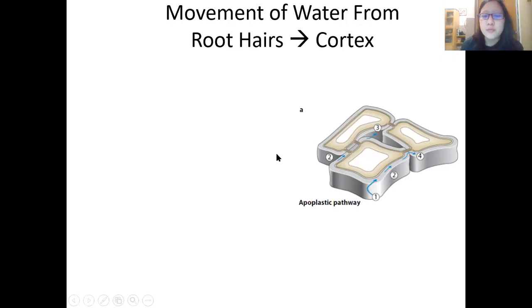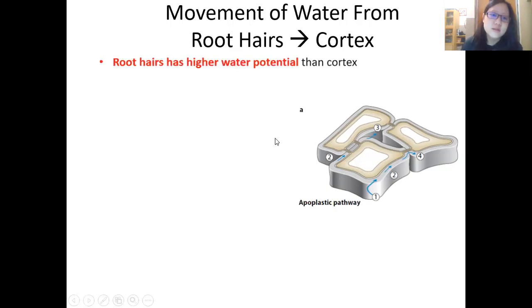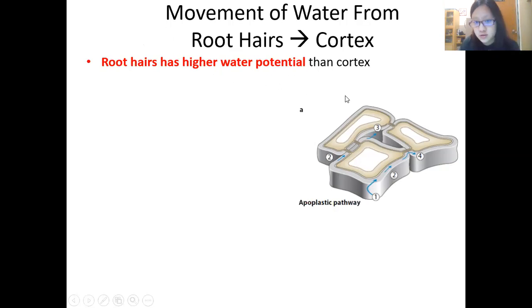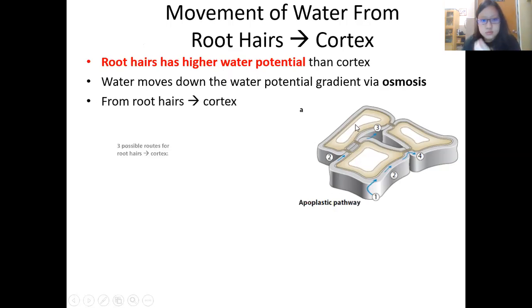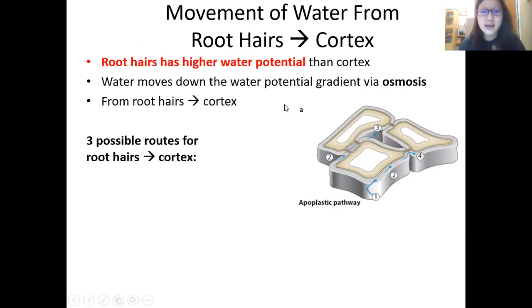Now we're going to travel from the root hair cells into the cortex of the root. Again, water potential comes into play. Root hairs have a higher water potential than the cortex. Water moves down the water potential gradient by osmosis again. But it's not going to be that simple, because there are a few possible routes for water from root hairs to cortex. Imagine again you are water. There are a few ways.